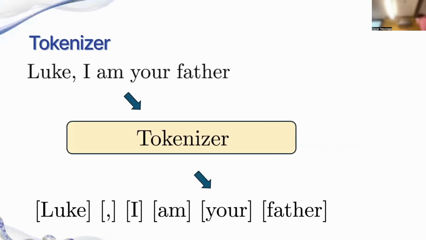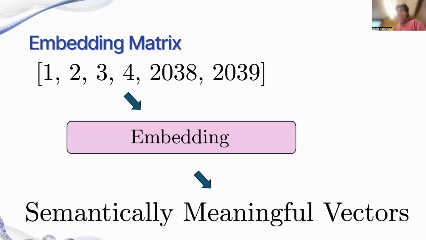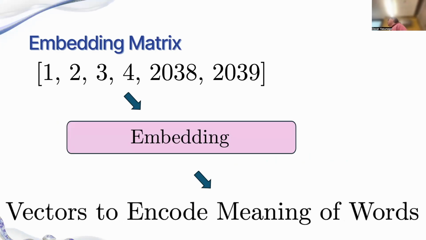So how does the model actually understand these tokens? First you tokenize it into some unique ID. And then you have this embedding matrix. Now this embedding matrix takes in these unique IDs as input and provides semantically meaningful vectors. Semantically meaningful vectors are just a fancy word for vectors that encode the meaning of words. That's it. Words and concepts, I guess.